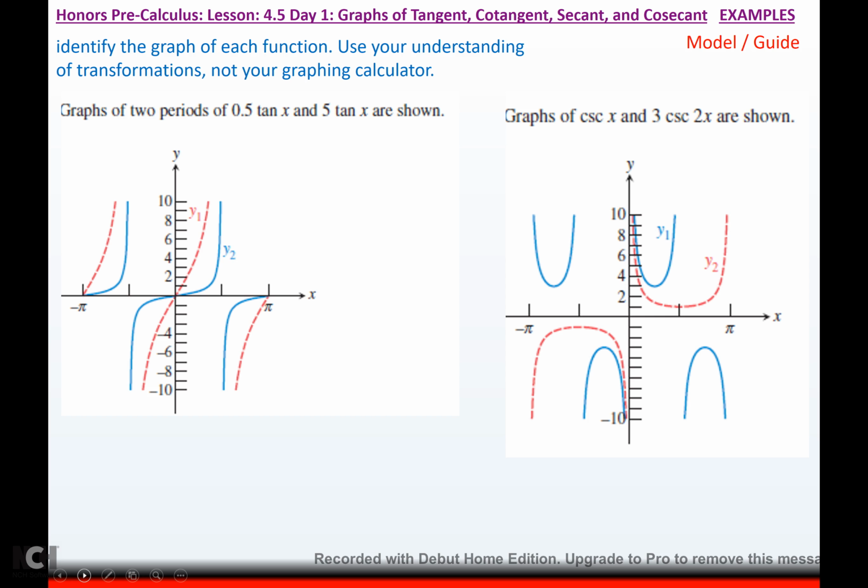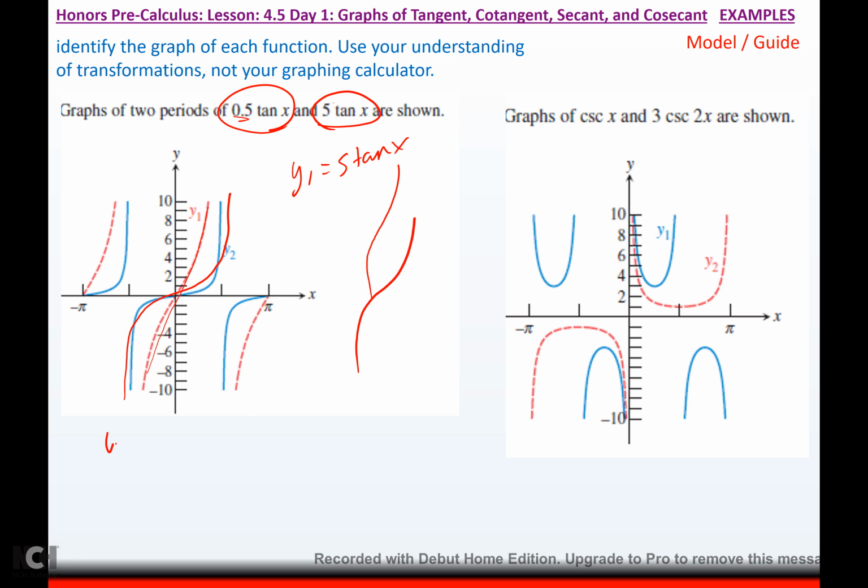Alright. The next part is they want you to identify the graph of each function using your understanding of transformations, not your graphing calculator. Well, tan x, guys, 5 tan x, that would be a regular tan x stretched by 5. If you stretch a curve, it's going to make it a lot straighter. So y1 has to be 5 tan x. Whereas this one, the 0.5 multiplying by it, that's going to be a shrink. So if you squish a curve that looks like this, it's going to widen it way out. So y2 has to be the 0.5 tan x.